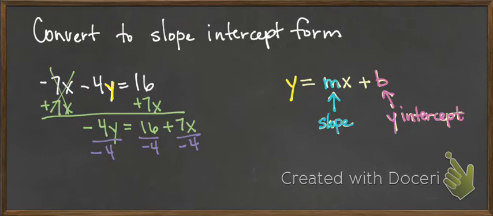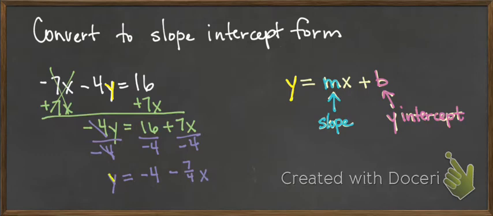So on the left side, anything divided by itself is 1, so we're just left with 1y. And on the right side, I have 16 divided by -4. And then I have a positive divided by a negative. A positive 7 divided by a -4 is going to be a negative. And with slope, you typically leave that as a fraction. So I'm going to just leave it as 7/4 x. All right, I got my y by itself.